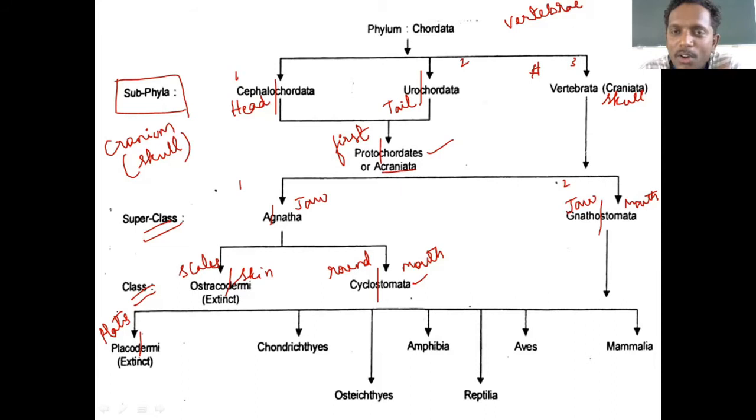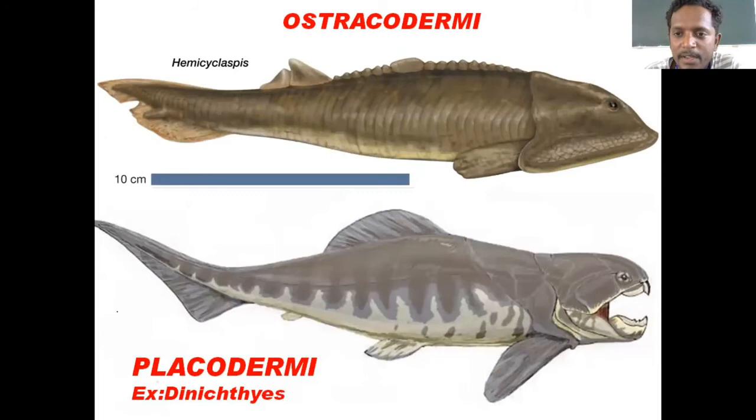Ostracodermi are extinct according to today. Now I just saw in Google, around 420 million years ago they became extinct from the earth. And this one, around 360 million years ago, these organisms also became extinct. The second picture is also looking like a fish only. So both are aquatic. The body is covered by plate like structure, the skin is plate like structure. So they are called placodermi.